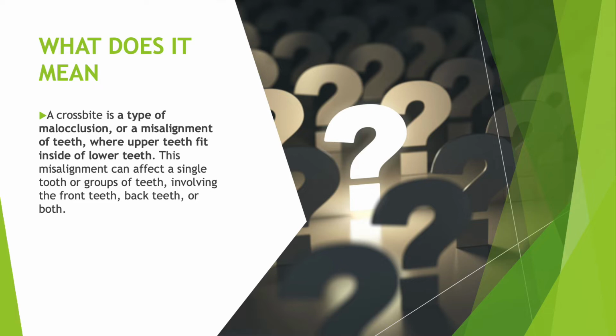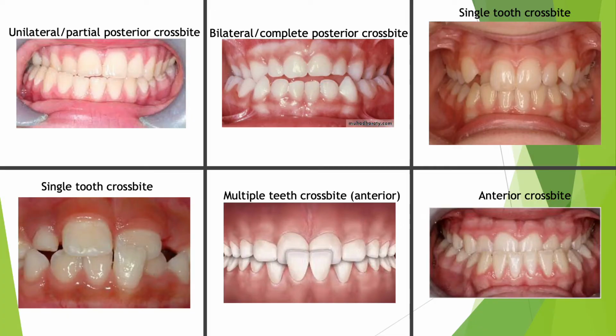Now let's go back to the picture that I showed you before. Okay, now let's look at the kinds of crossbite again, or the different situations that can happen in a crossbite. So let's start with the topmost picture on our left side. As you can see, I have put up a unilateral or partial posterior crossbite picture.